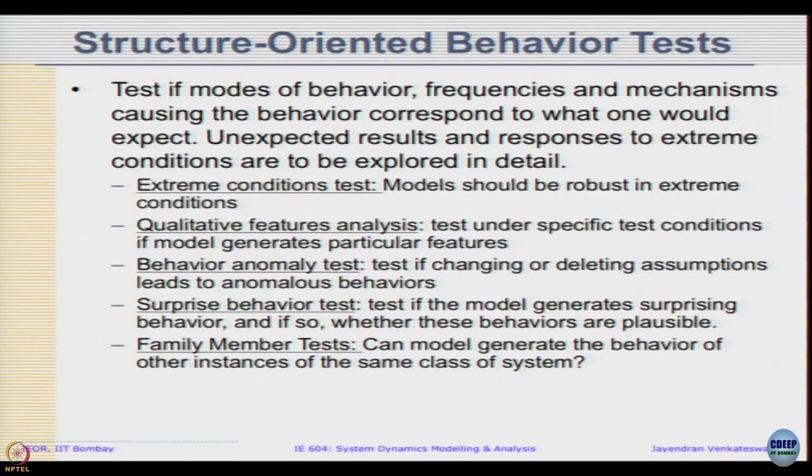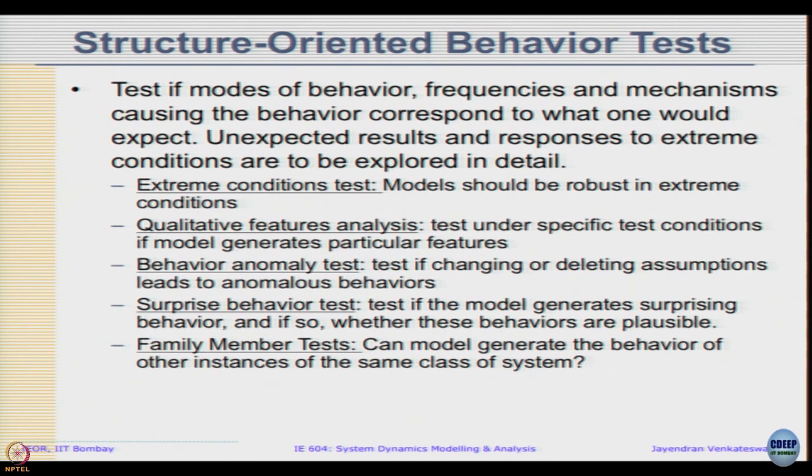Like, if there are large delays in the system, then we can expect some oscillations. Does it indeed occur? If there are no delays and still some oscillations are occurring, then we have to figure out what is happening there. Is it because of some nonlinearity introduced which inadvertently is causing some unexplained behaviors?